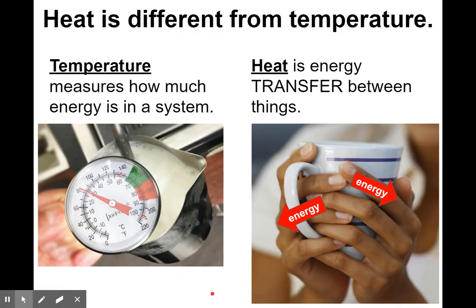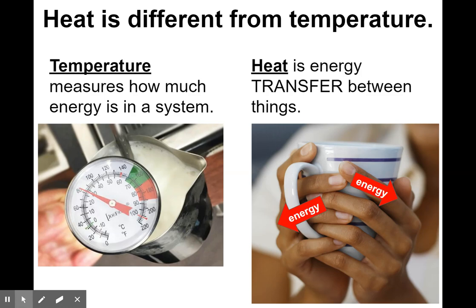Okay, now here's something that is kind of a bigger deal. Heat is different from temperature. And in regular life, we talk about them like they're the same thing. But in science, a lot of the time, there's a higher level of precision between these words. So temperature measures how much energy is in a system. It's kind of like a state of being. We've talked a little bit before about how temperature can also be thought of as a speed of the particles moving.